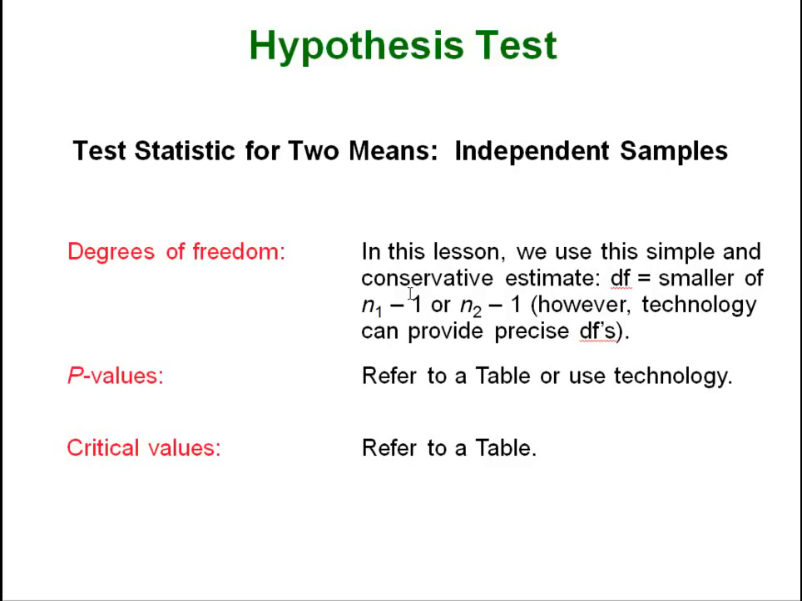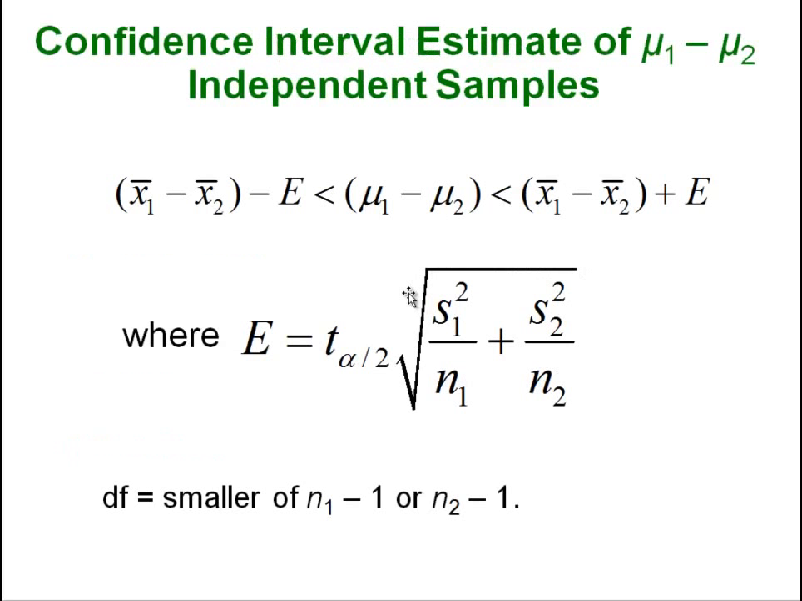P-values, just like before, we'll try and get them out of technology whenever we can, and we can always get them here. We can also get them most of the time out of tables. And then critical values, we have to look up most of them in a table, although some technology can give them to us as well. The formula for our confidence interval, very similar to the formula for a confidence interval for one mean, which if you don't remember, it's very simply just x bar, right, minus your margin of error is less than mu is less than x bar plus your margin of error. You can see the parallel nature, right?